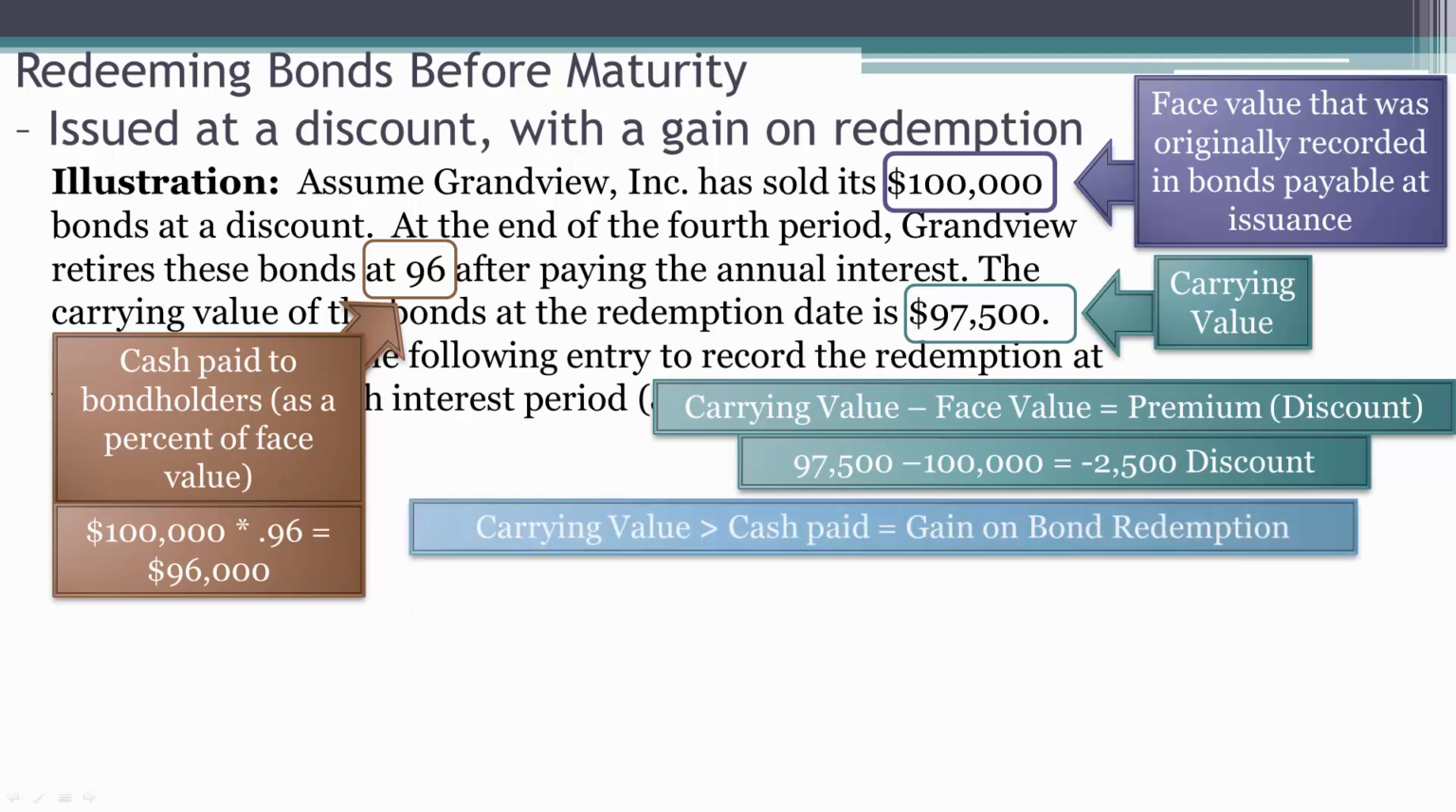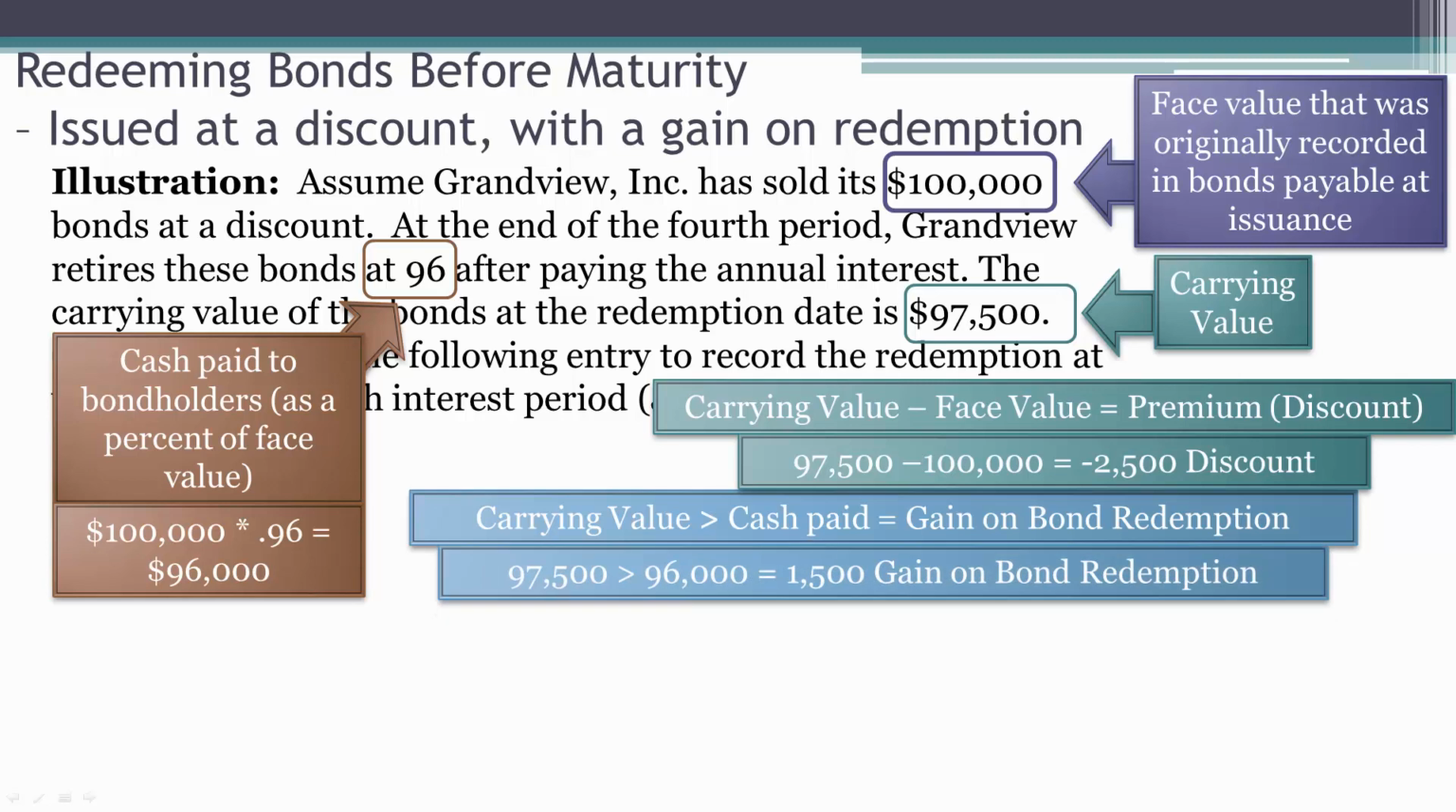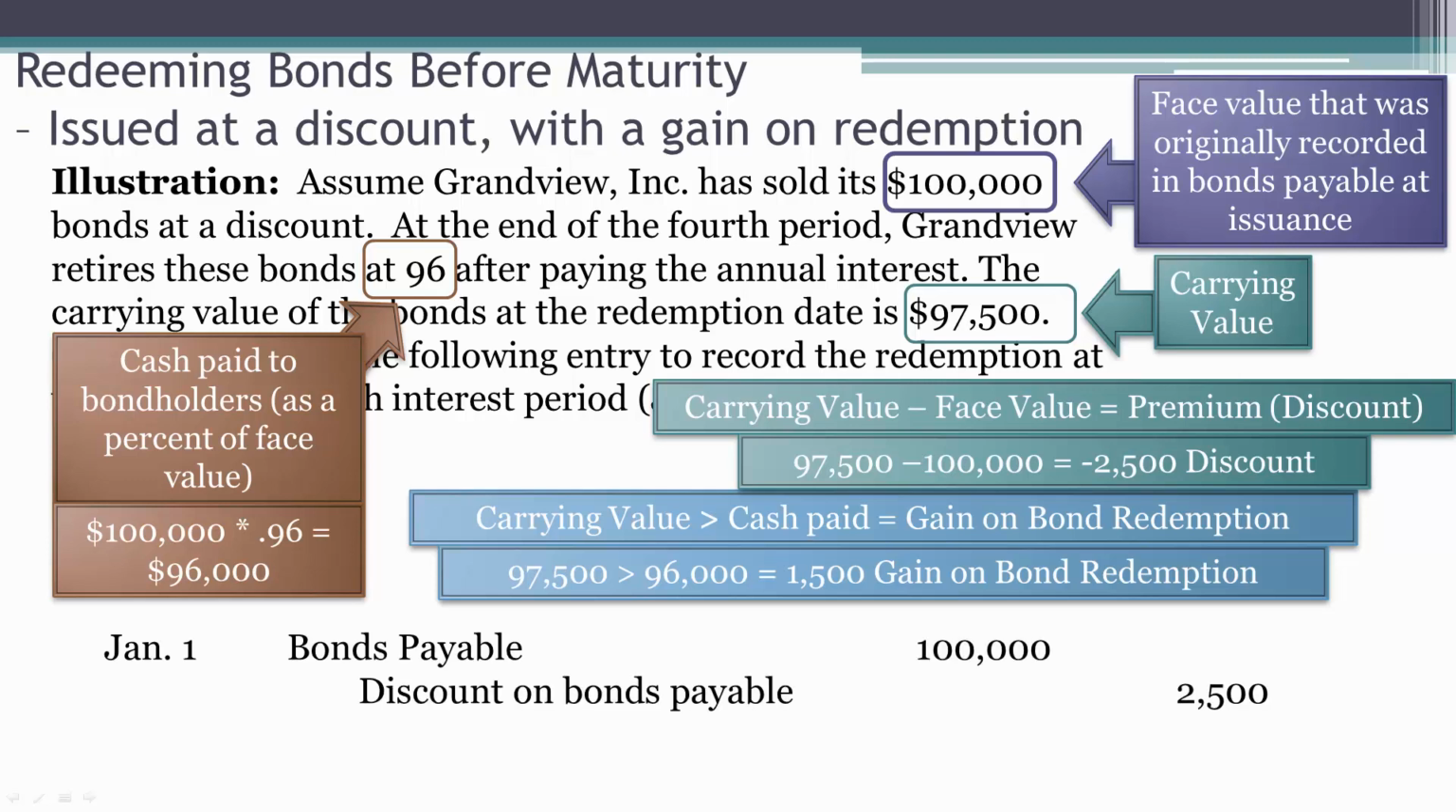And so when we compare our carrying value to our cash paid, we can see that in this case the carrying value was more than the cash paid, and so they end up with a $1,500 gain on the bond redemption. And so to build our journal entry, we debit the bonds payable for the face value, we credit the discount on bonds payable to remove the discount, we credit gain on bond redemption for the $1,500 gain, and then we credit cash for the $96,000 that they had to pay in cash.